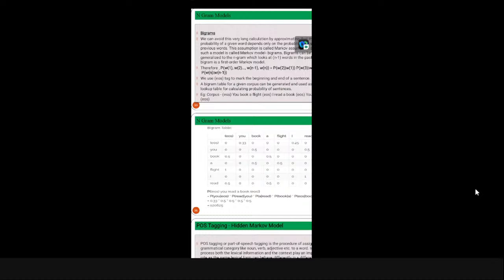Here we are considering one sentence. That means I read a book and you read, and we are using a few words like you, book, a, flight, I, read. So these are some of the words that are involved or frequently used in the corpus. Now, how are you going to read out this particular lookup table? This lookup table, we generally call it the bigram table. So in front of you, you have the bigram table.